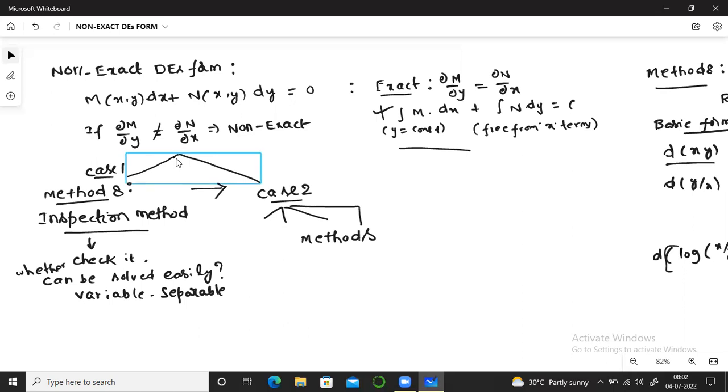If it is non-exact, under case 2, and you cannot solve by using inspection method also, in that case, what are the other possibilities and what are the other possible methods? In that case, we will solve in the coming session.